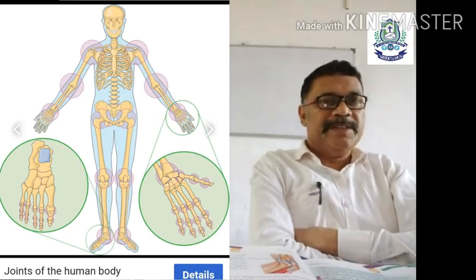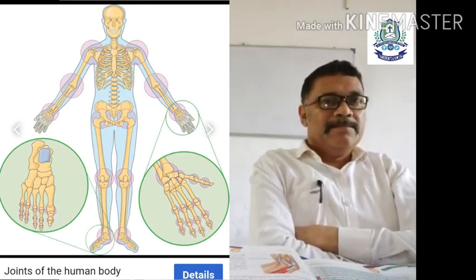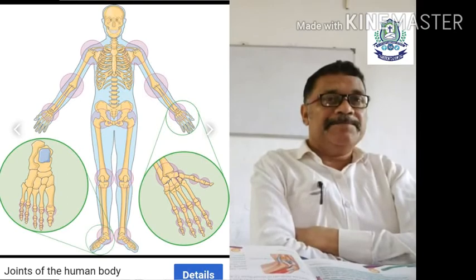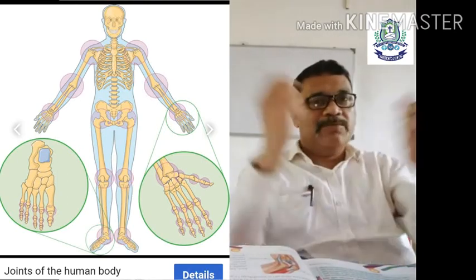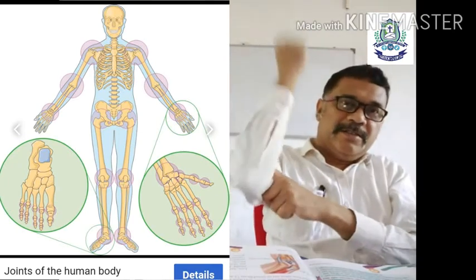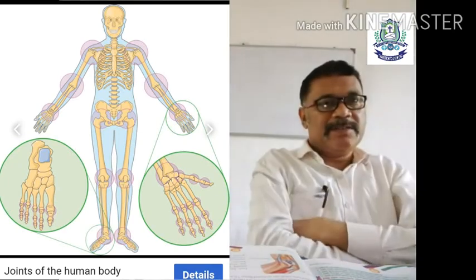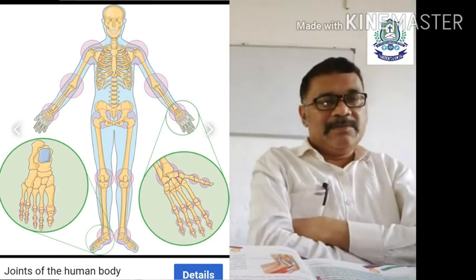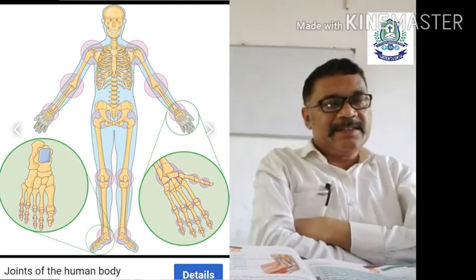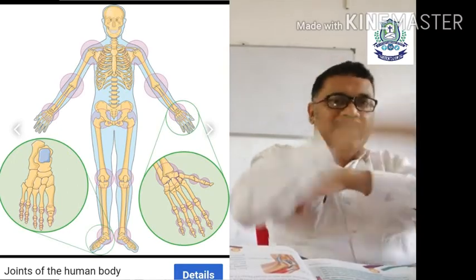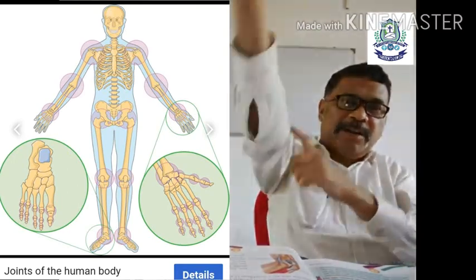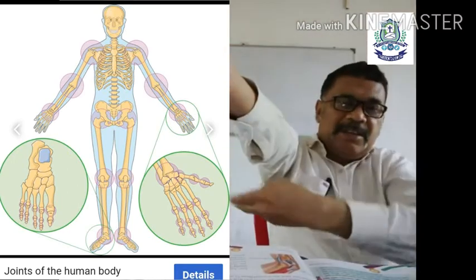Hinge joint. Hinge means kabza, that is used in doors to open and close it. So this one is hinge joint. This joint, that is elbow joint and knee joint. One important character is that this hinge joint allows us to move our bones in only one direction. We can move our hand in this direction but not in this direction. In this direction it is not possible.